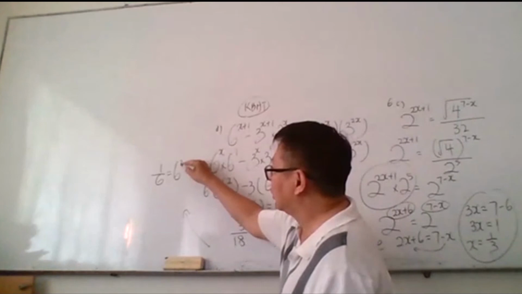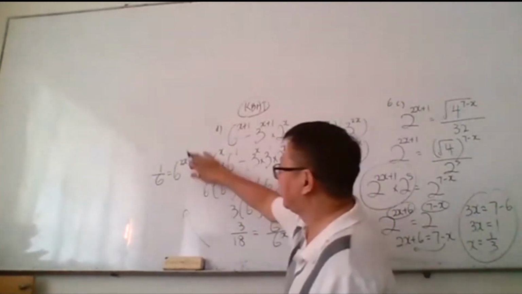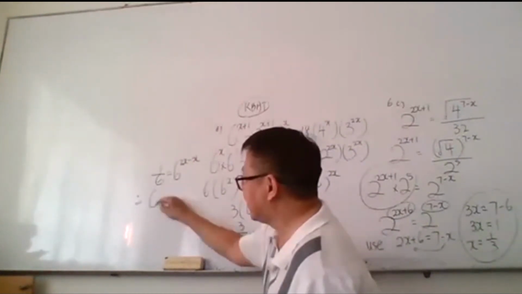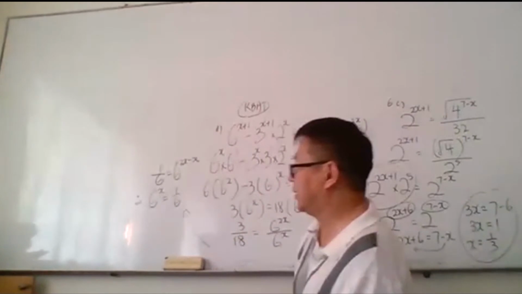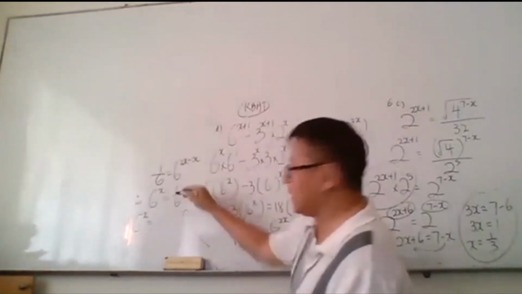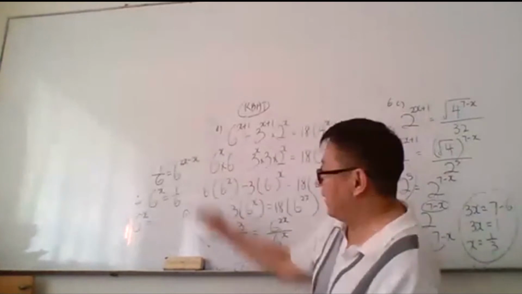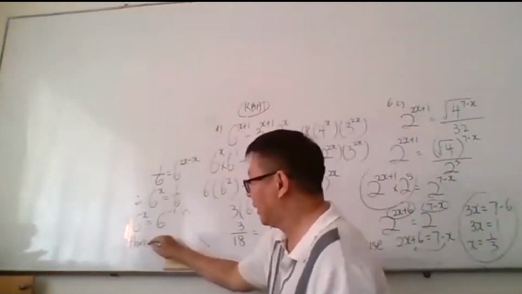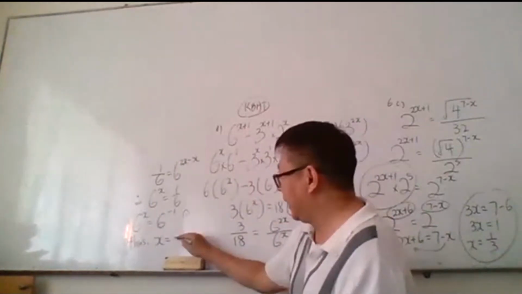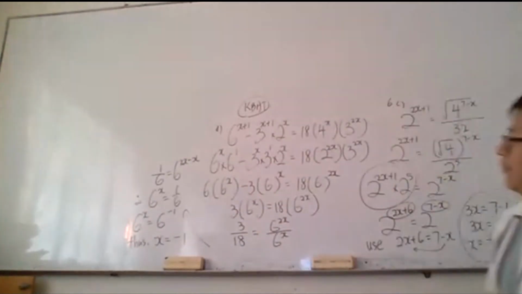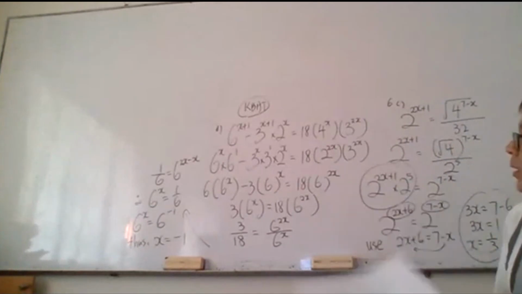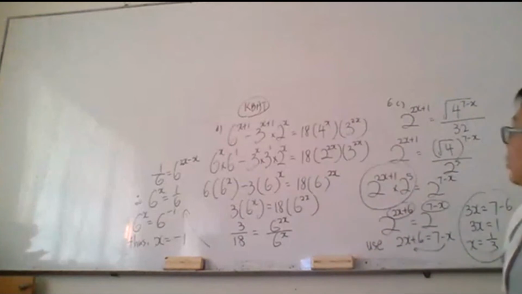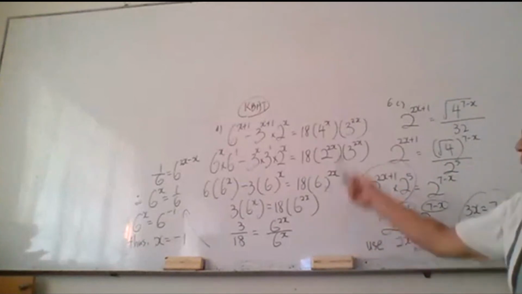And your 6 to the power of 2x minus x, that is 2x minus 1x. So I will get 6 to the power of x is 1 over 6. So remember, if this is the reciprocal, in fraction form, I can just put 6 to the power of minus 1. And finally, my value for x will be negative 1. So if you do not understand the law of indices, then you are not able to answer these questions. So you can go back and retry again.